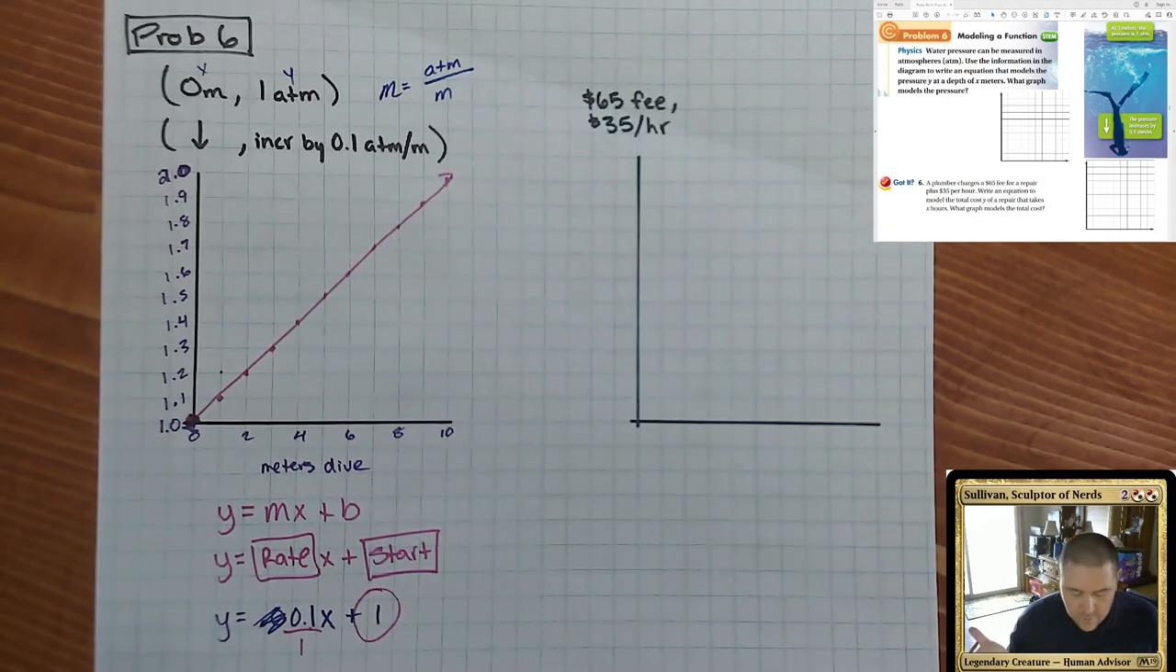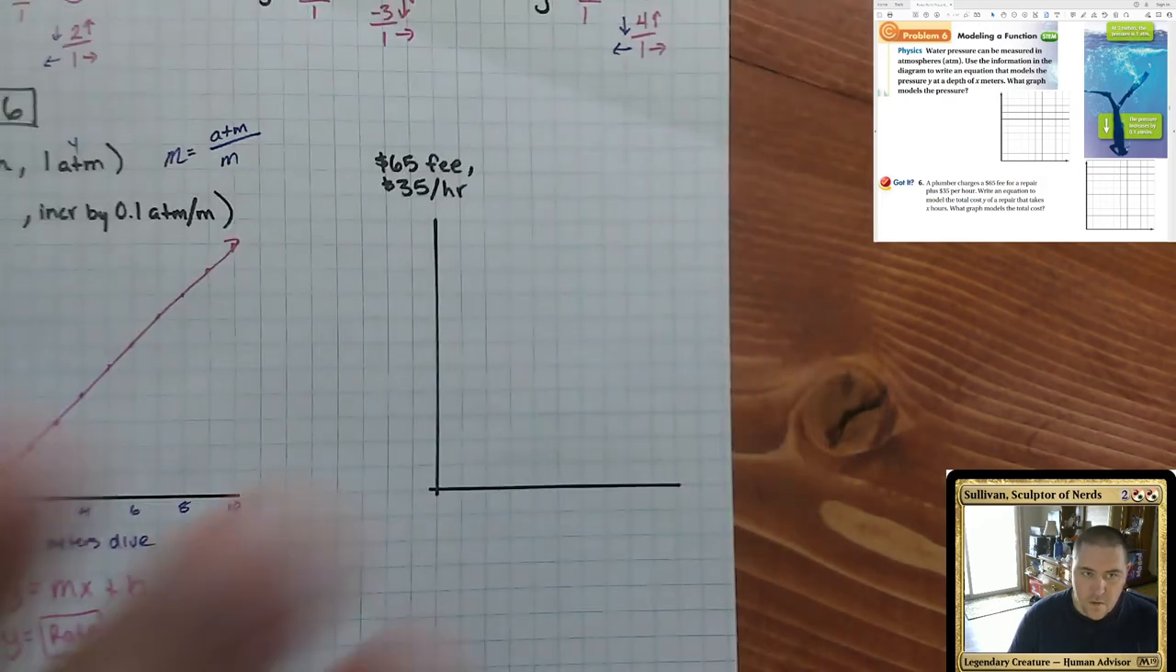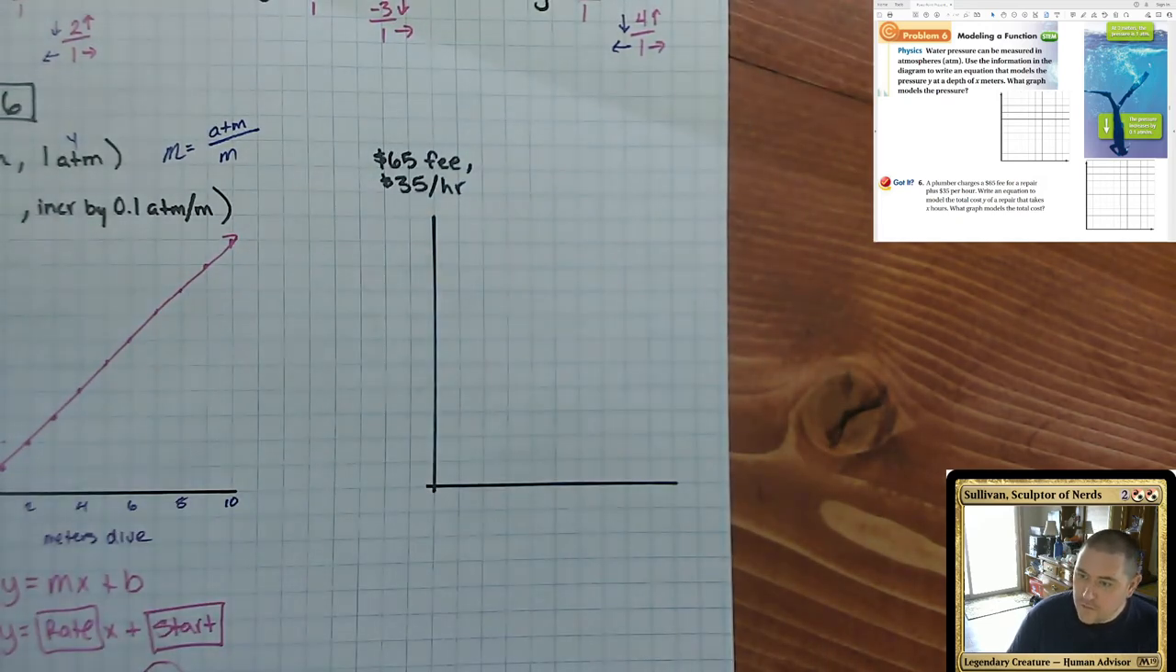They're just going to tell me the rate and the start. It's going to be getting that correct scale on there again. So they ask us, a plumber is charging a $65 fee plus $35 per hour. Turn that into an equation and get your graph on.